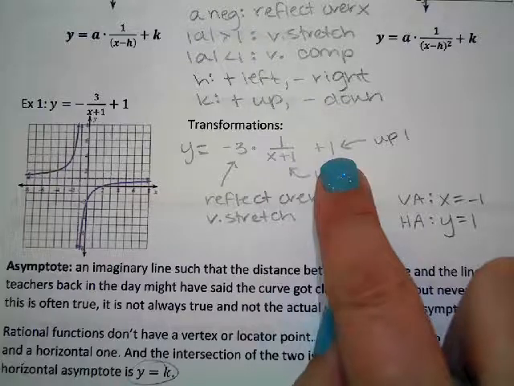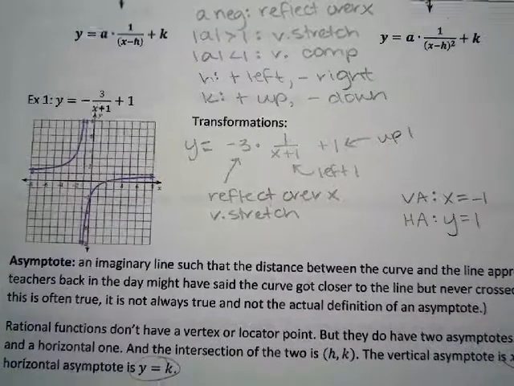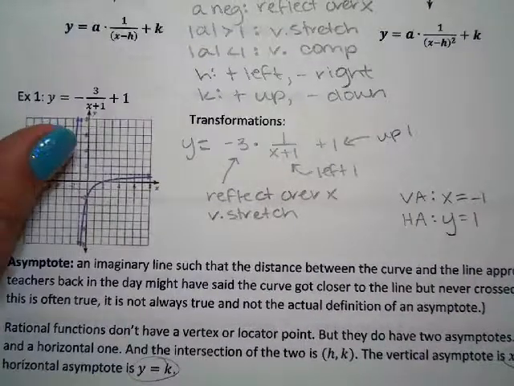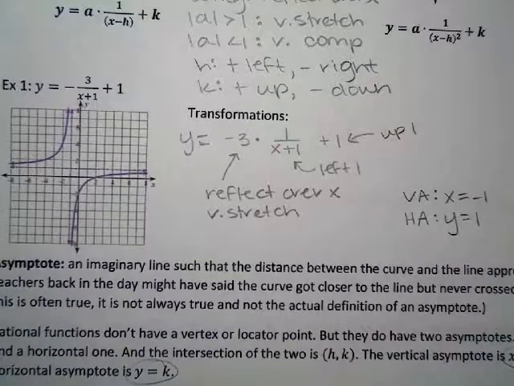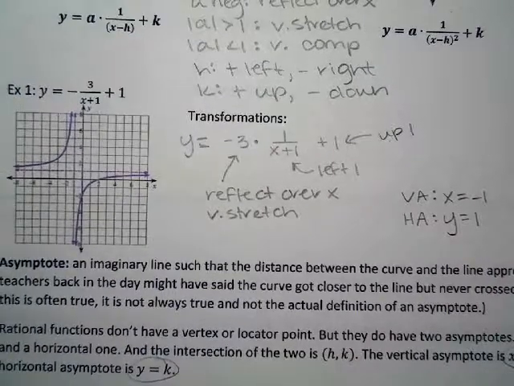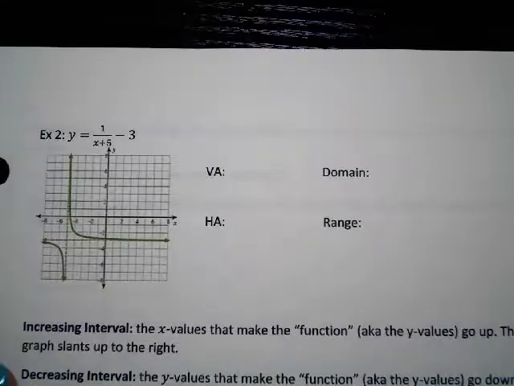So we've got our transformations, we've got the vertical and horizontal asymptote. All right, so let's go ahead and find the domain and the range next. Example 2, so to find those, finding the vertical asymptote and the horizontal asymptote are going to be important. You'll see why in a minute.